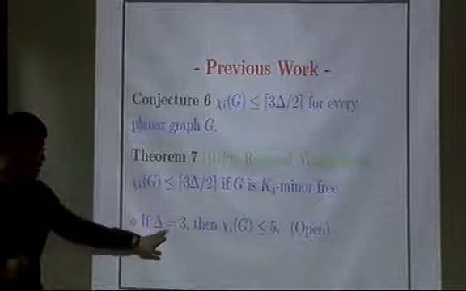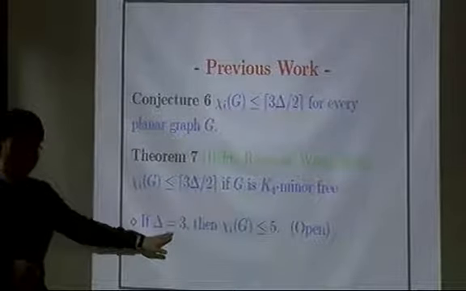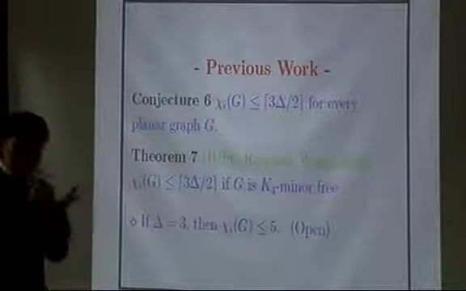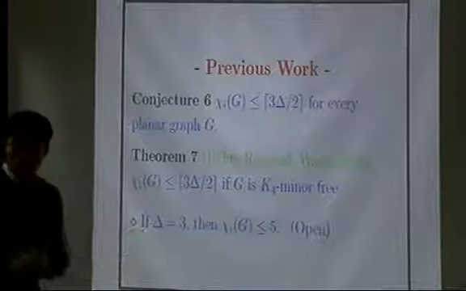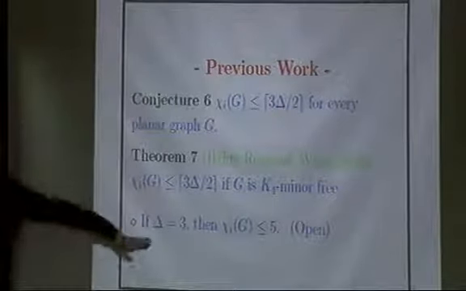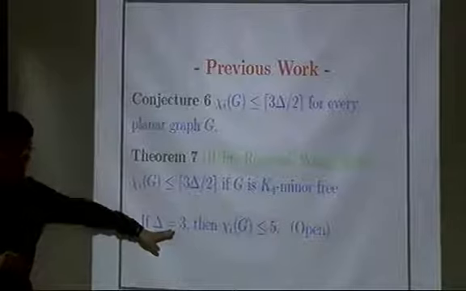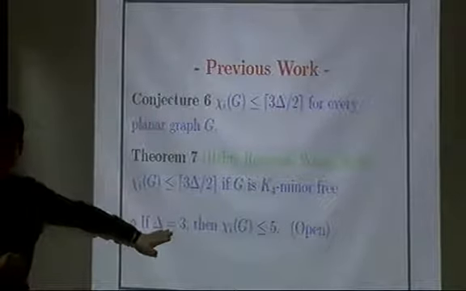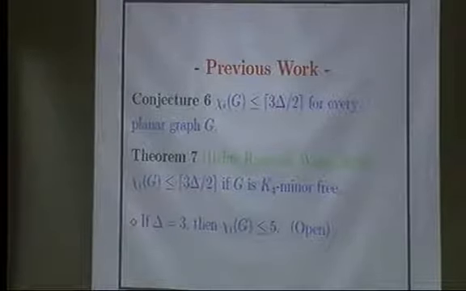But when delta is 3, it's in some sense the simplest case, but still open. But it seems it's the most difficult case, I think, because there's very tiny room for improvement.